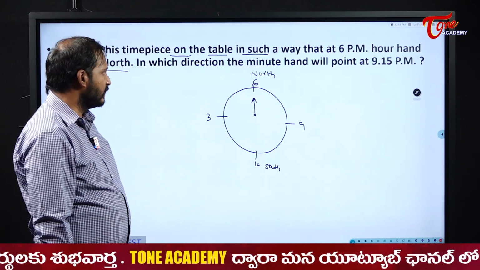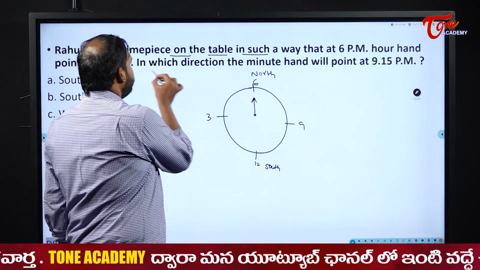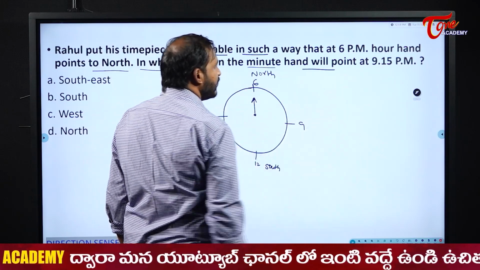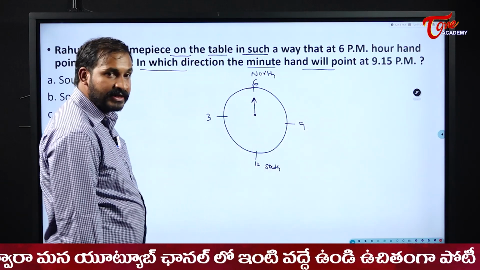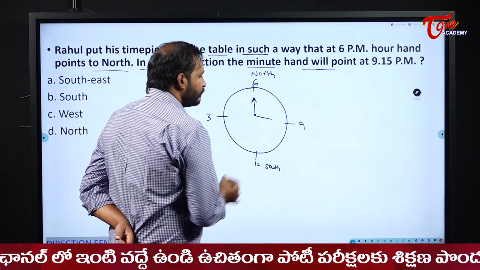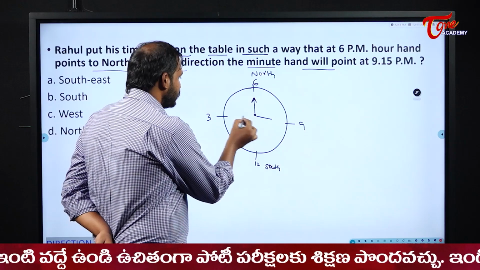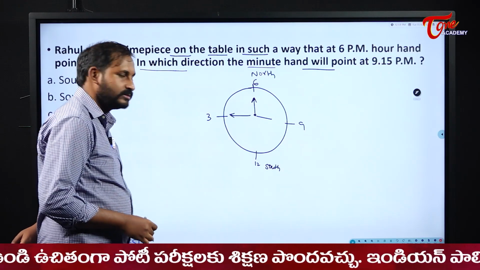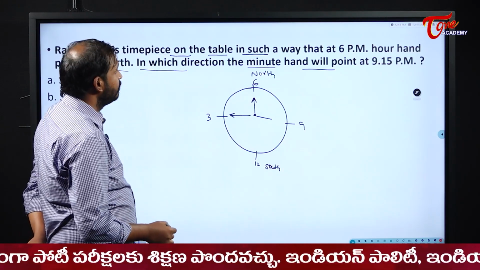Okay, 3 and 9. Now next. In which direction will the minute hand be pointed at 9:15 p.m.? At 9:15 p.m., my hour hand will be here. 15 means my minute hand is facing towards this direction, right? At 9:15, where will my minute hand face?